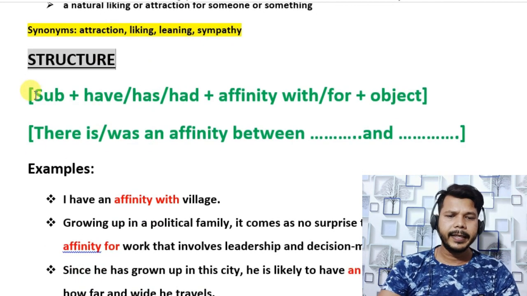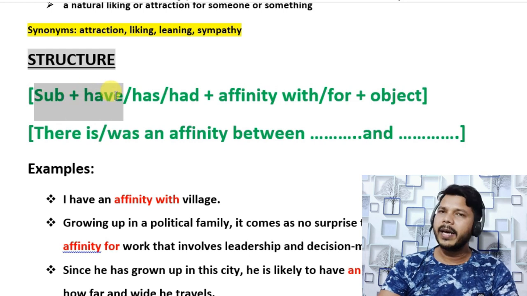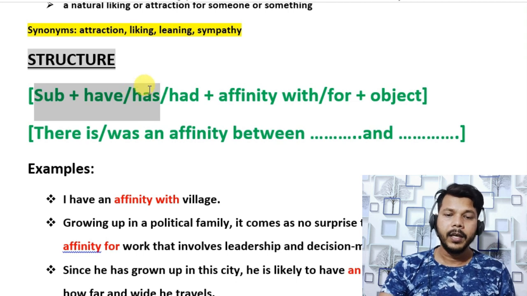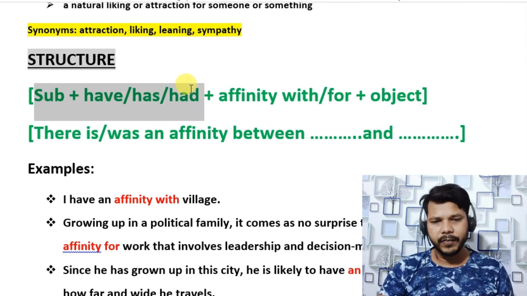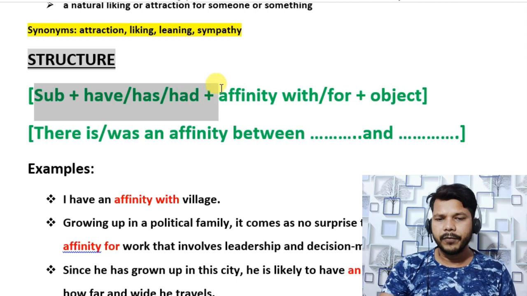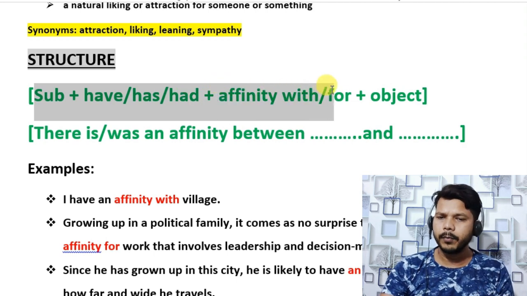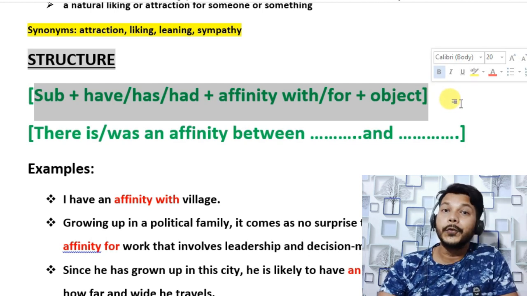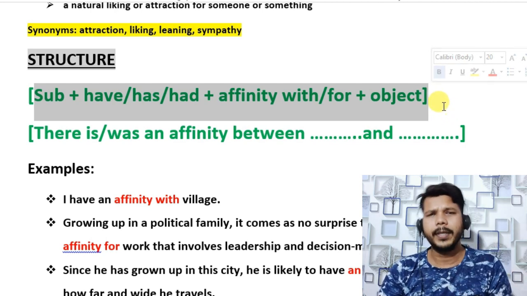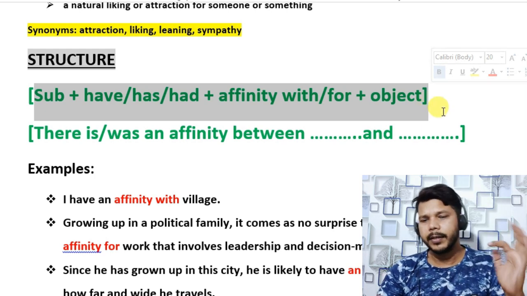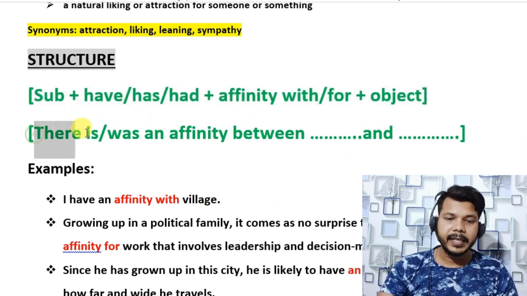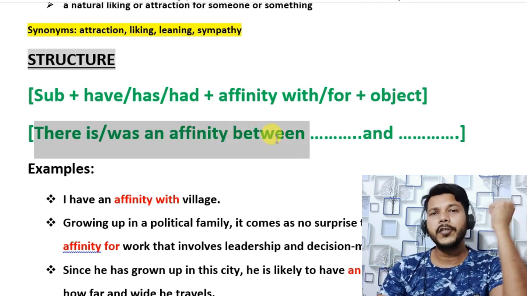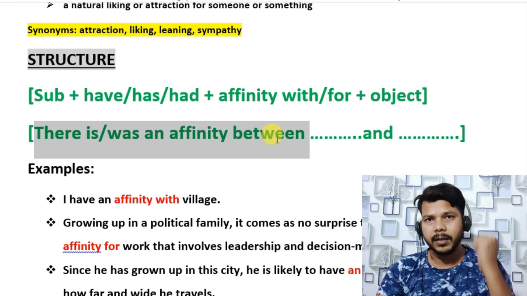The structure is like: subject. In present you have to use have or has, like I have an affinity, she has an affinity. In past you can say had, like I had an affinity, they had an affinity. After this you can use with or for, mostly with, and then the object. I have an affinity with this room, with this laptop, with that dog. You can also use it like "there is" or "there was an affinity between dash and dash", like affinity between Ram and Sham.